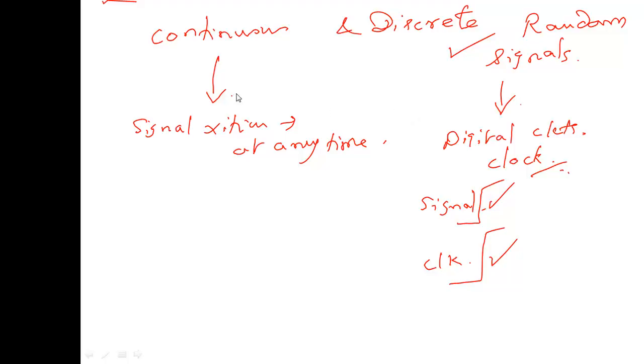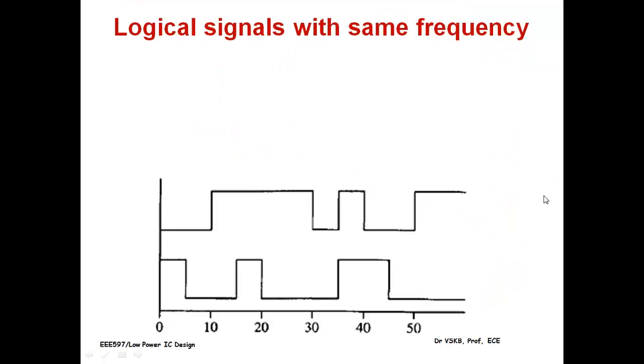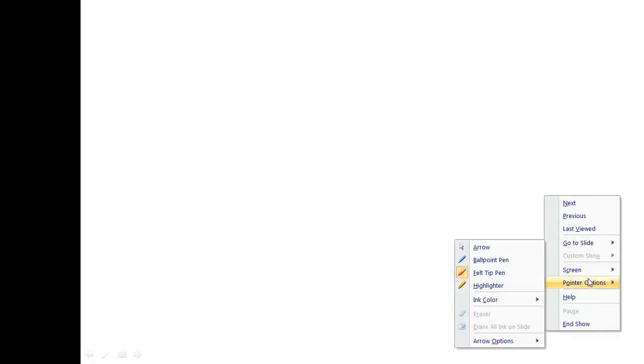This is a special case of the continuous random signal only, but it helps me identify the signal transition only at the time when the clock is also transitioning. This would help me in better identification of the probability and the frequency of switching of each and every node. In relation with that, let us define the relationship between the probability and the frequency.